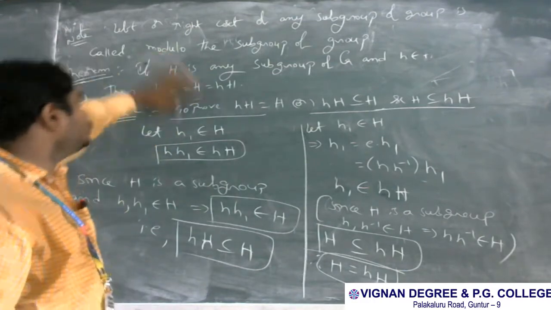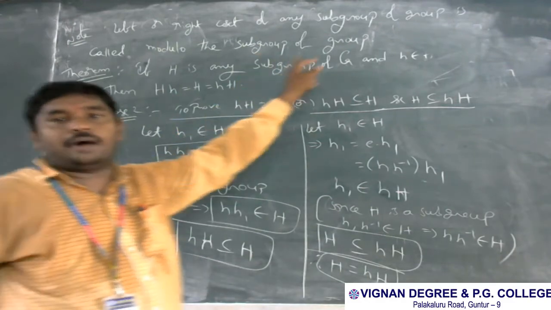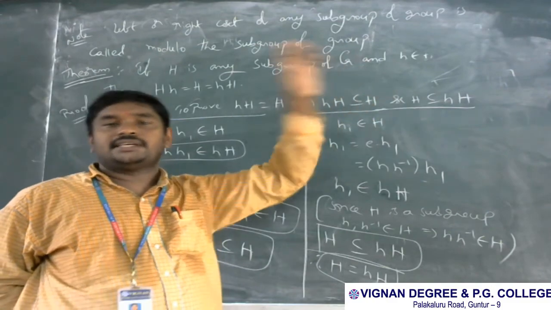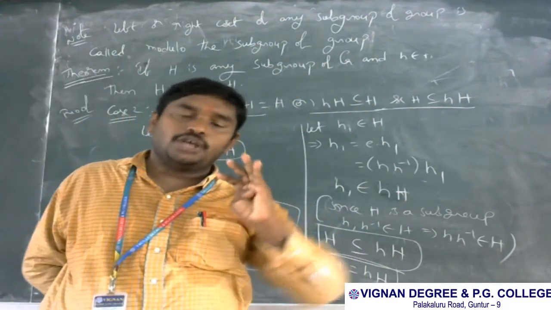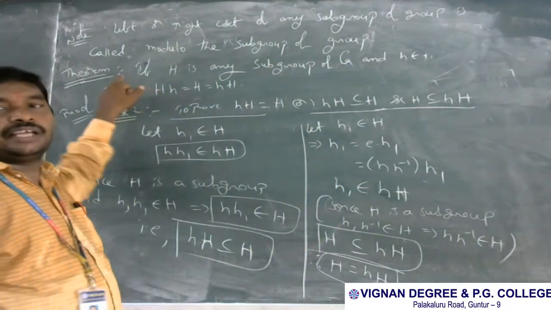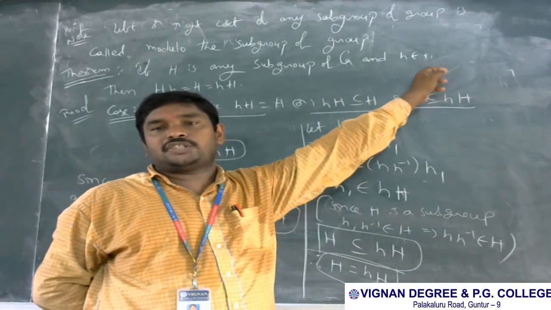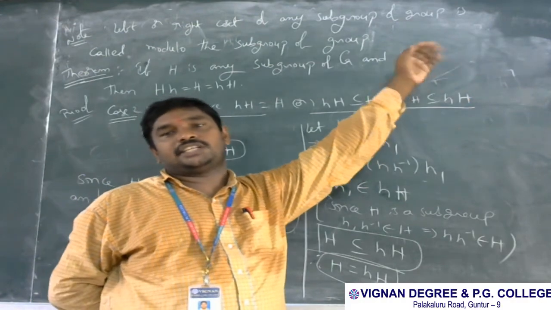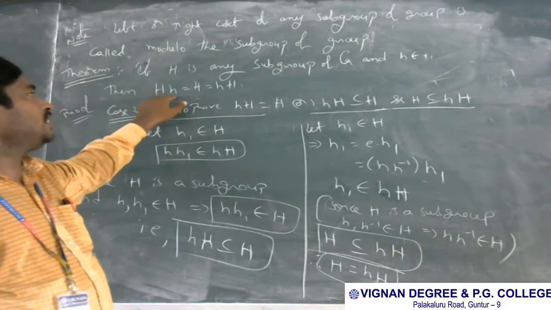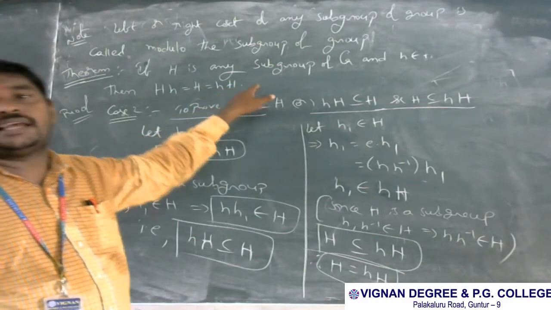Okay, once again see case 2. What is the statement given? Capital H is a subgroup of capital G. Means G is a group and H is also a group, but H is a subset of capital G and small h belongs to capital H. So small h also belongs to capital H. Here small h belongs to capital H means we can take small h or h1 or anything. Then capital H into small h is equal to capital H is equal to small h into capital H.